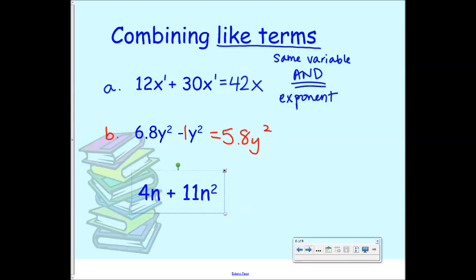All right, and last one here. Are these like terms? No, why not? One of them has an exponent of 2. The other one has an exponent of 1. So even if the variables match, those are not like terms. So there's nothing you can do, it's already simplified. Right, so those are not like terms.